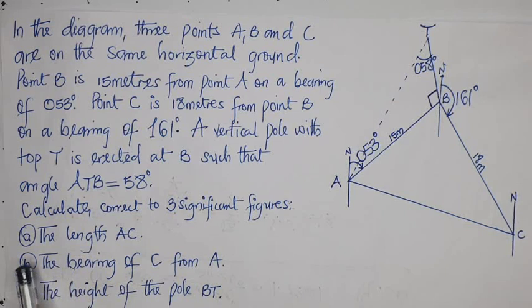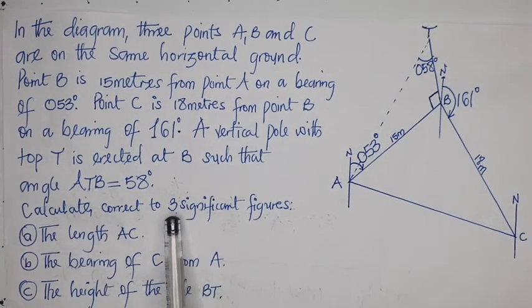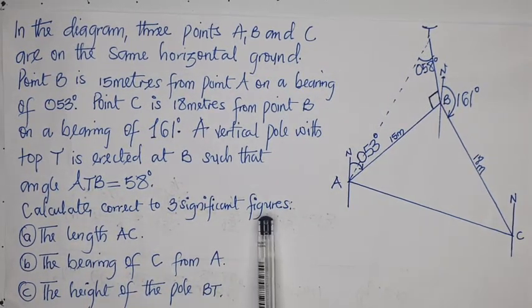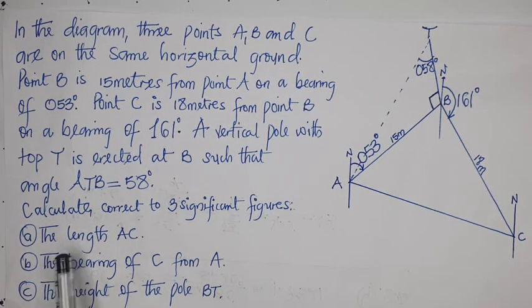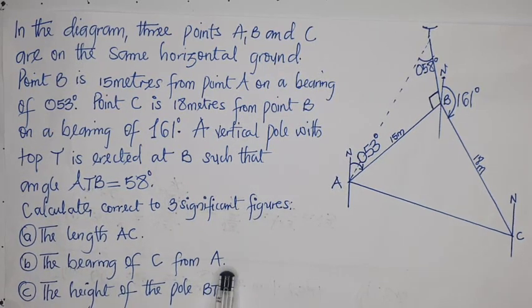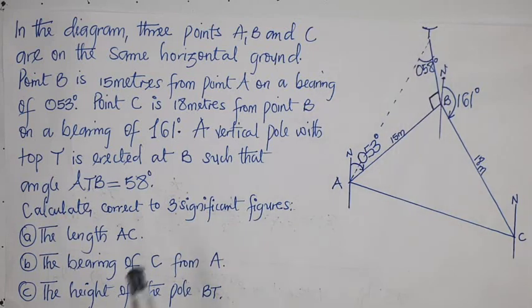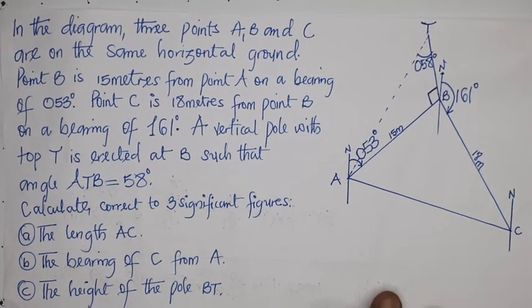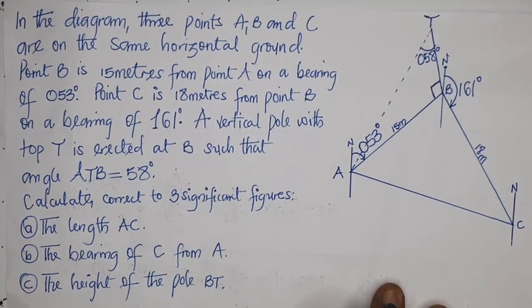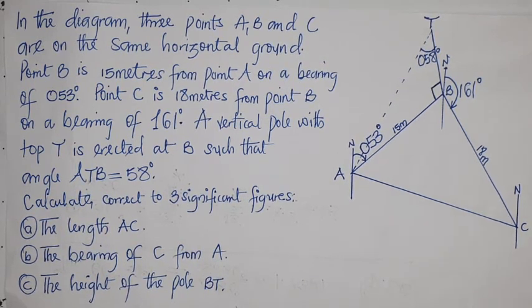Calculate, correct to 3 significant figures: the length AC, the bearing of C from A, and the height of the pole BT. These are the tasks that we have to complete in the exercise on screen. So we are going to begin immediately by solving the problems. Now, let's get the party started.